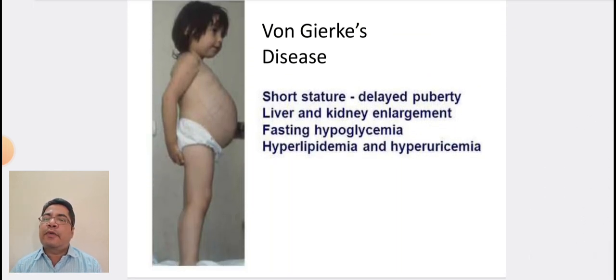This is the diagram of a child having von Gierke's disease, where there is short stature, delayed puberty, liver and kidney enlargement, fasting hypoglycemia, hyperlipidemia, and hyperuricemia.